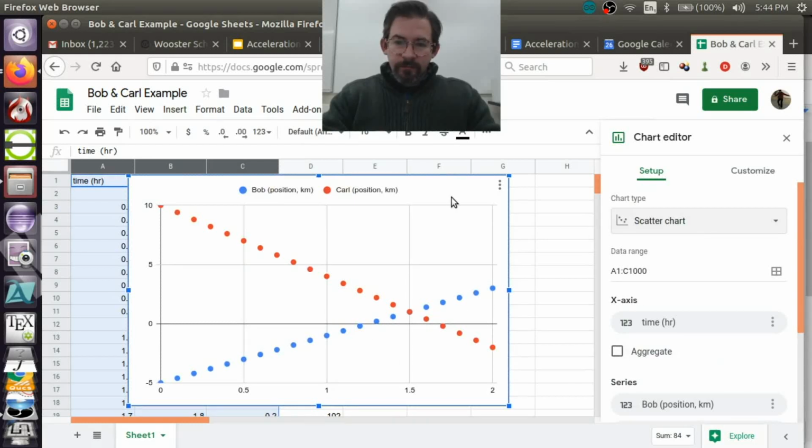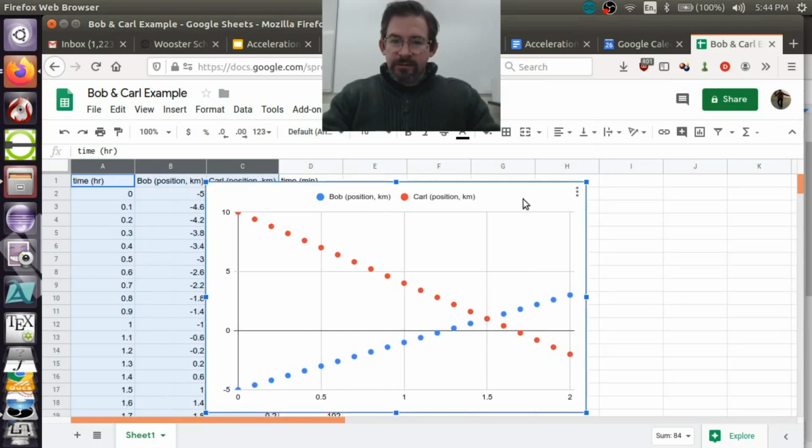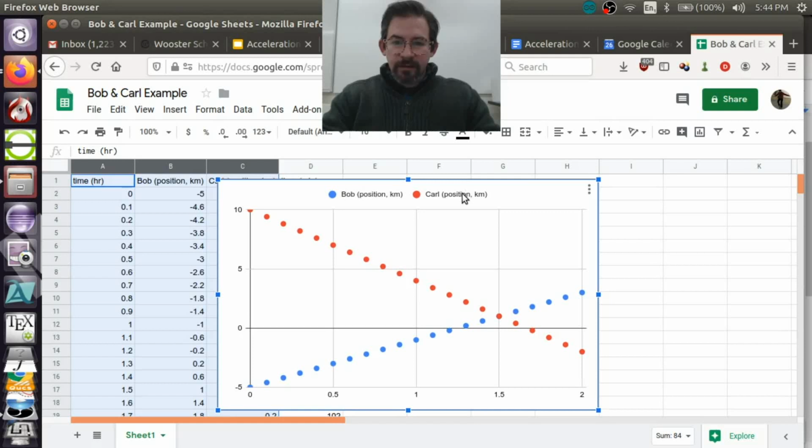And there it is. This looks like just what we want. I have Bob's position in kilometers and Carl's position in kilometers in blue and red respectively. And Bob is beginning 5 kilometers west, and Carl is beginning 10 kilometers east, and I see that the slope for Carl is what I know the slope should be, -6, and the slope for Bob is +4, just as we expected, and they intersect at 1.5 hours with a position of 1 kilometer.